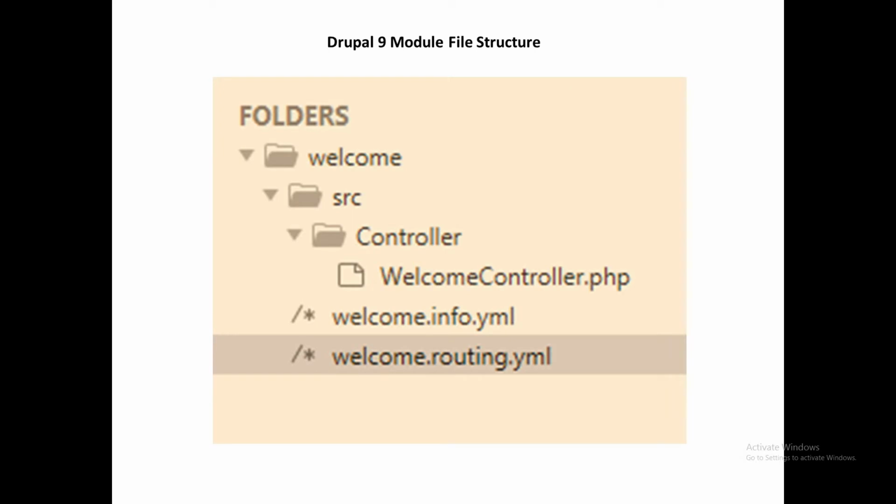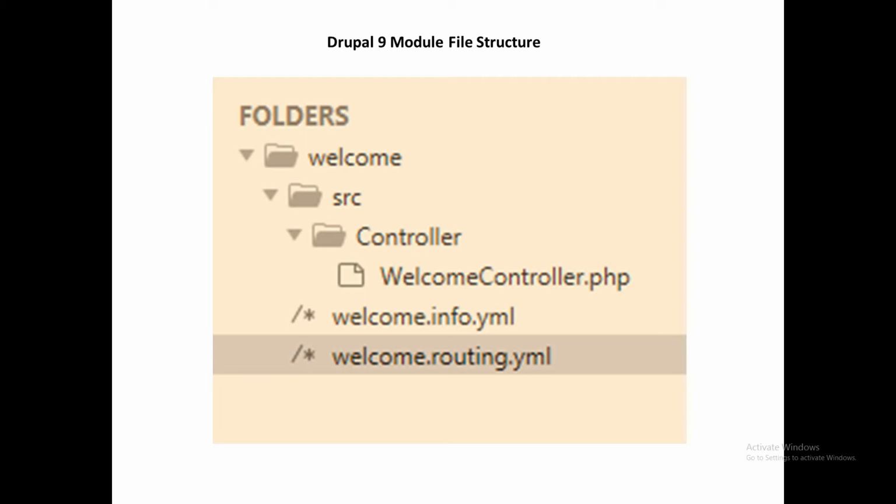This is the Drupal 9 module file structure. Now we are going to display a message called welcome to Drupal page. For that we are going to create a module in Drupal 9. Now we have to create a folder under the modules folder in the root directory. The folder is called welcome in the modules folder. Under the welcome folder we have to create a src folder. Under the src folder we have to create a controller folder.